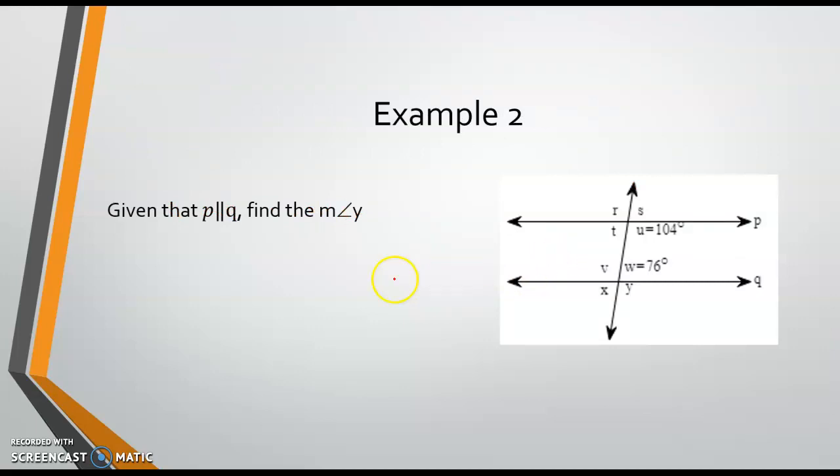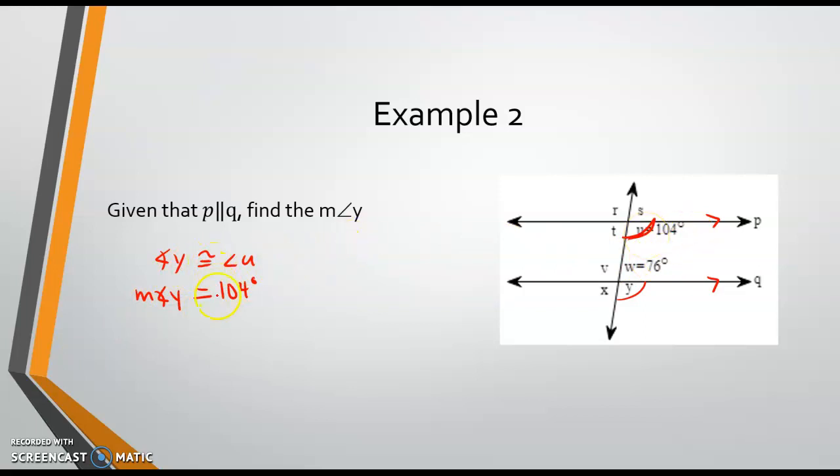Given that line P is parallel to line Q, so this is parallel to this, we want to find the measure of angle Y. So we're looking for Y. I know that that is corresponding with angle U. So I know that angle Y is going to be congruent to angle U because they are corresponding angles. And then because they are equal, since angle U is 104 degrees, that means that the measure of angle Y equals 104 degrees. Because I'm replacing angle U with the 104 that it is.